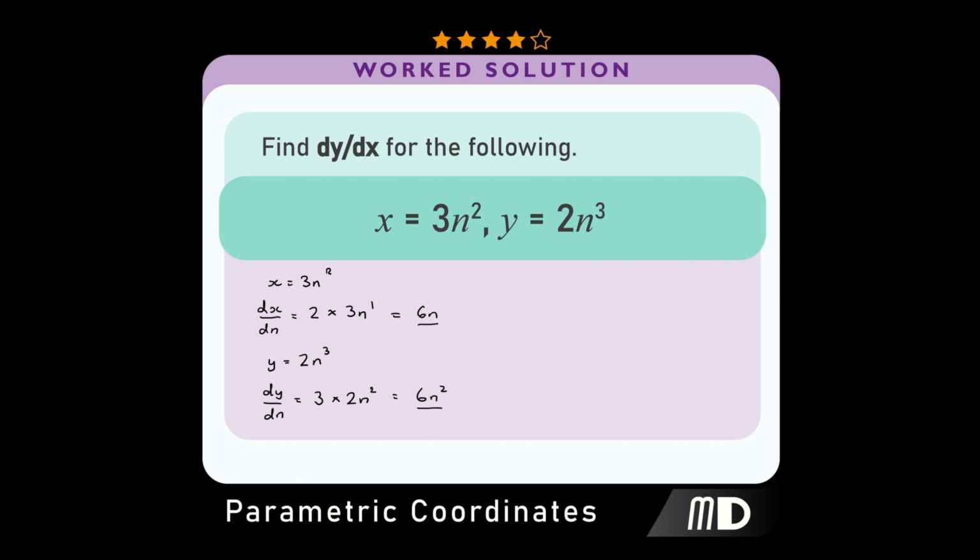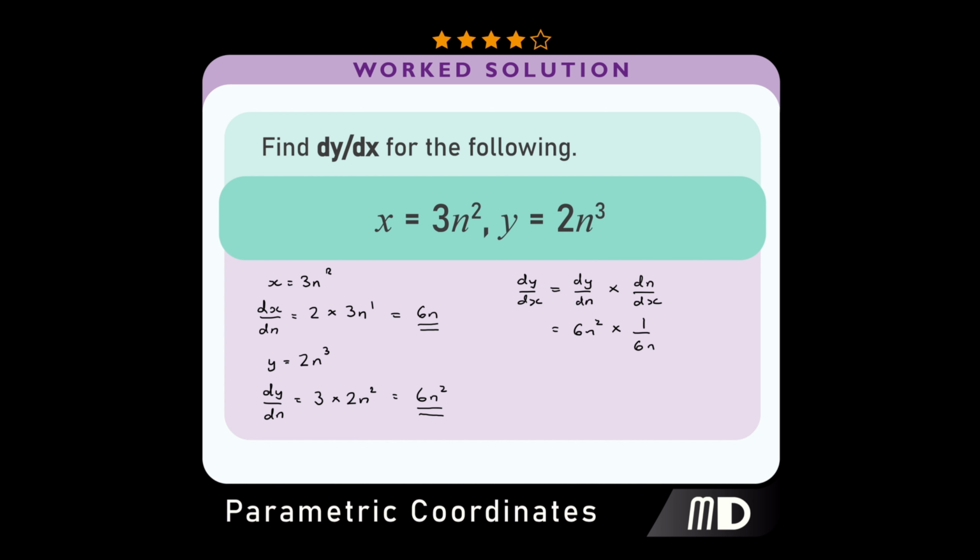The chain rule tells us that dy by dx is equal to dy by dn multiplied by dn by dx. dy by dn is equal to 6n squared, and dn by dx is the reciprocal of dx by dn, which is the reciprocal of 6n, which gives us 6n squared multiplied by the reciprocal of 6n.